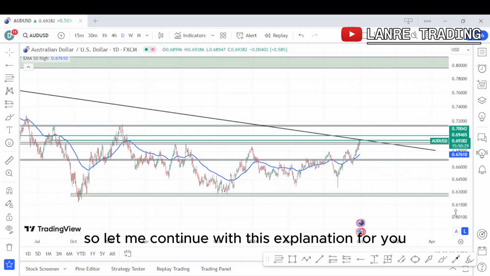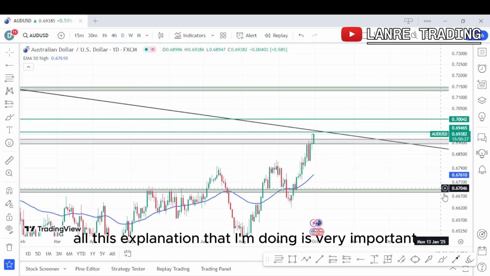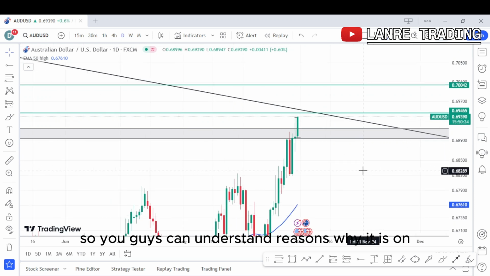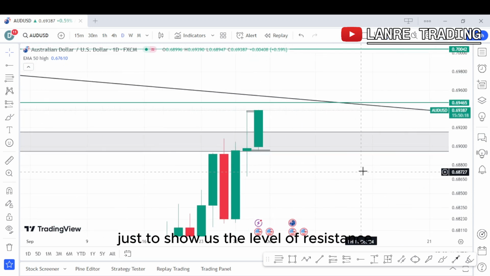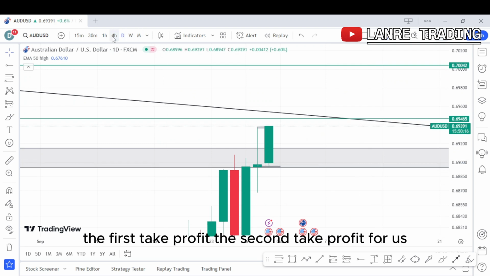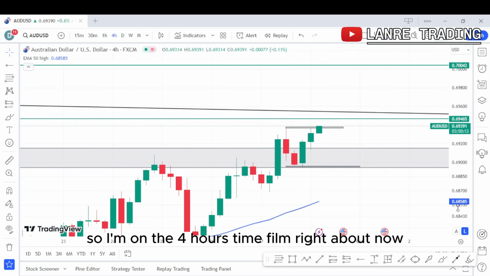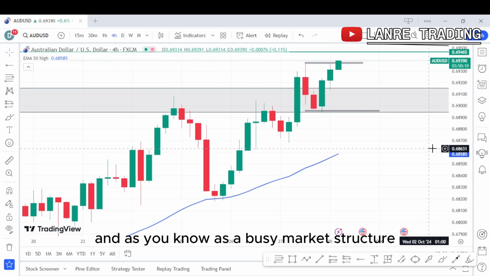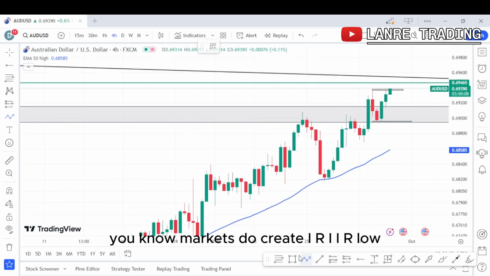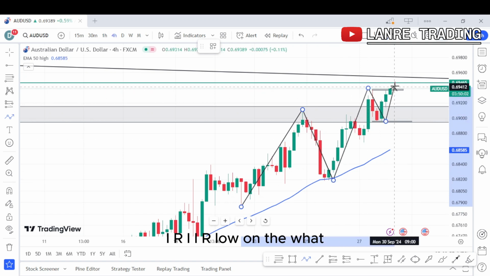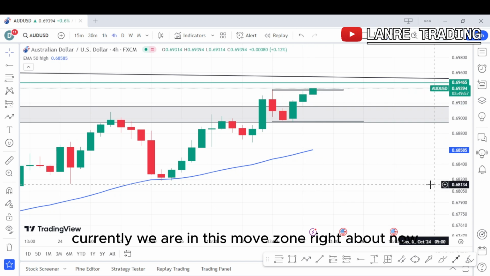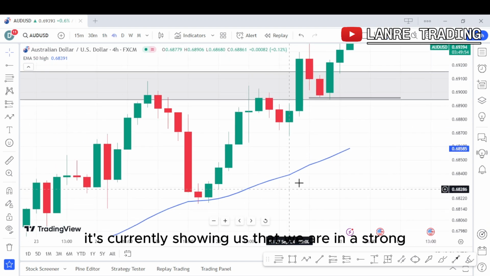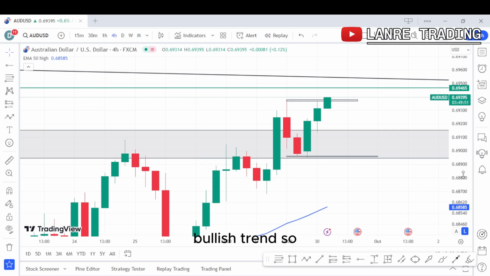So let me continue with this explanation for you. All this explanation that I'm doing is very important so you guys can understand why all these horizontal lines are on the chart. It's just to show us the level of resistance, the first take profit, the second take profit for us. So I'm on the 4 hour time frame right now, and as we know, as basic market structure, markets create higher low, higher low on the what? On the bullish move. Currently, we are in this move zone right about now. And if you look at the moving average, it's currently showing us that we are in a strong bullish trend.